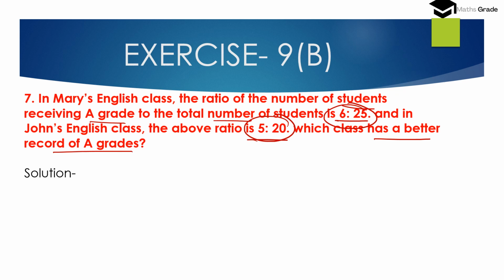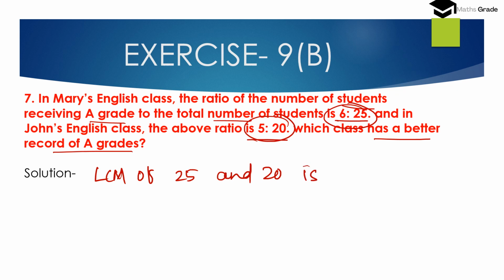When we compare the ratios, we have to find out the LCM of the consequents. Then equate the consequents with the LCM, that is by multiplying the same number with both the antecedent and the consequent. Then after getting the same consequent in both the ratios, we have to compare which number is greater. So first we have to find out the LCM of the consequents 20 and 25. Here the consequent of 6 is to 25 is 25, and the consequent of 5 is to 20 is 20.